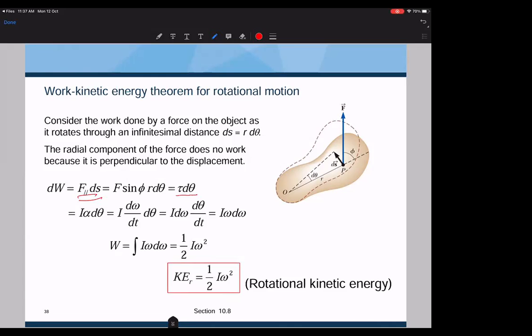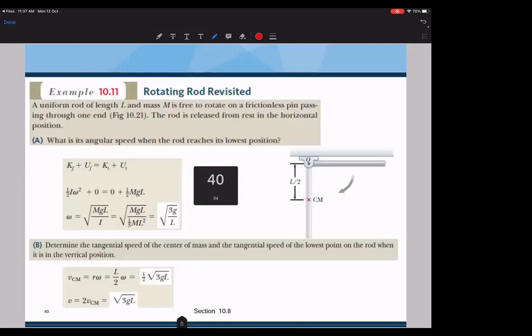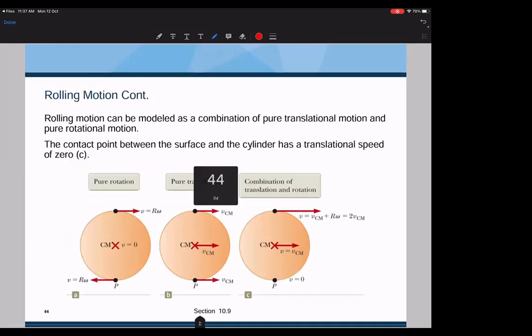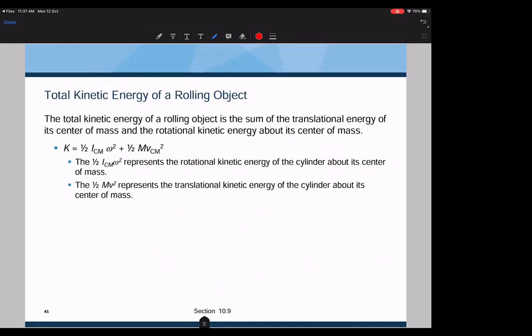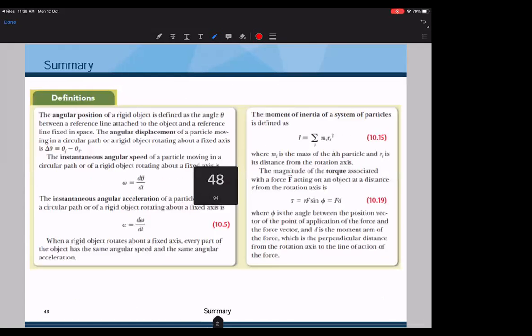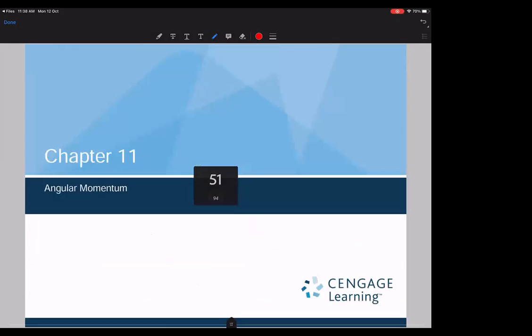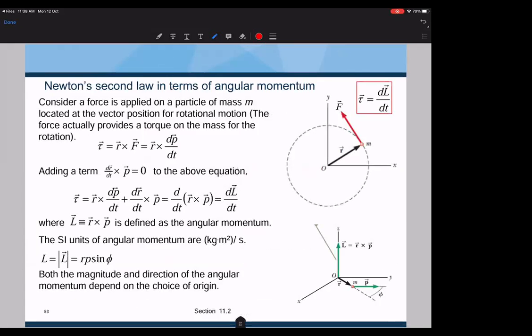So kinetic energy in the rotational form is 1/2 I omega squared. Once again, quite similar to the linear form. And last Thursday, we also talked about the rolling. And we talked about the angular momentum. Now, many of the students ask me why there exists linear momentum, angular momentum, even if the object is moving in the linear sense.